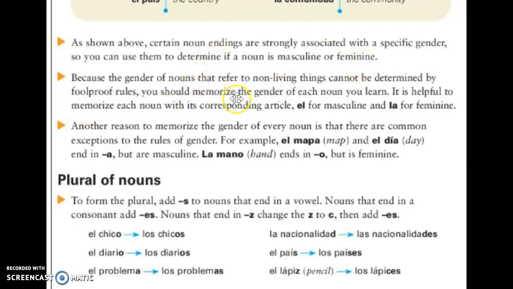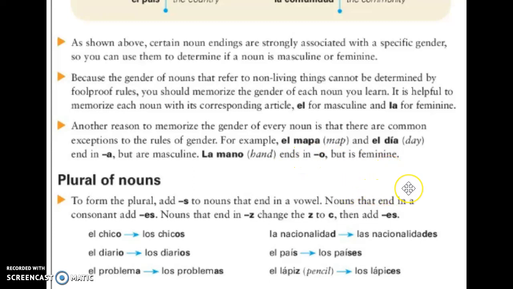So we've covered a lot of this information here, but I'm just going to point out one last thing. And the reason to memorize the gender is that there are always going to be exceptions to the rule. Just like they have exceptions to the rule in the English language grammar. For example, el mapa, a map, you would think that it'd be feminine because it ends in A, but it's actually masculine. And el día, you've heard both of these words probably a few times in my class at this point. La mano ends in O, so you'd think it's masculine, but it's actually feminine. So it's just a few of those exceptions to the rule.